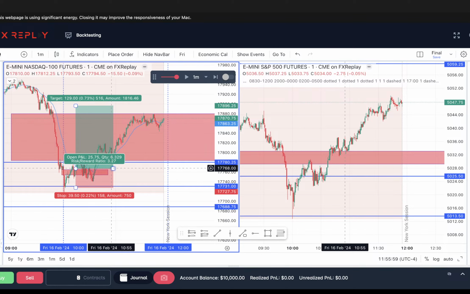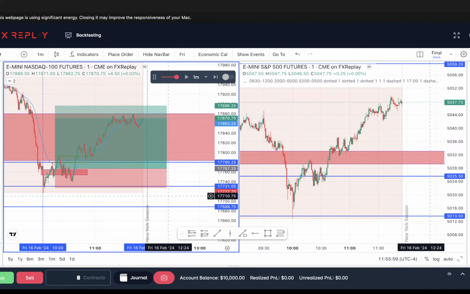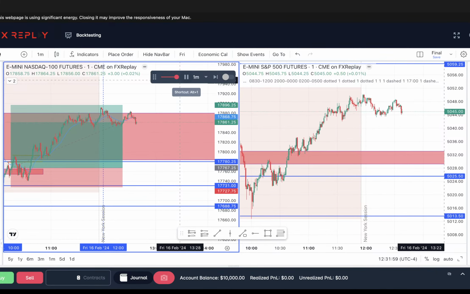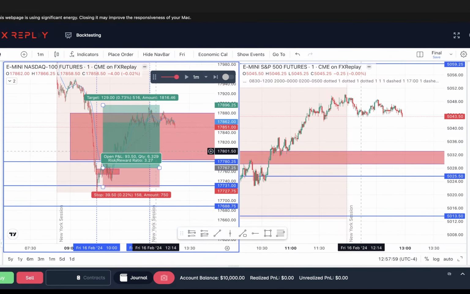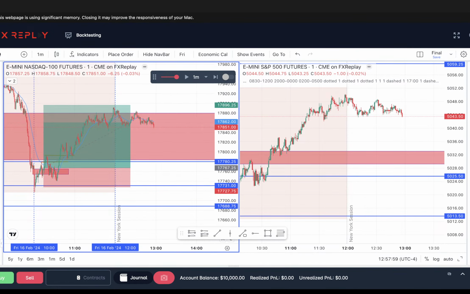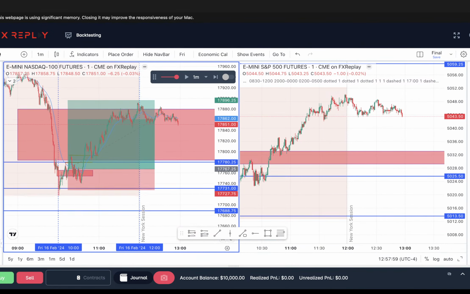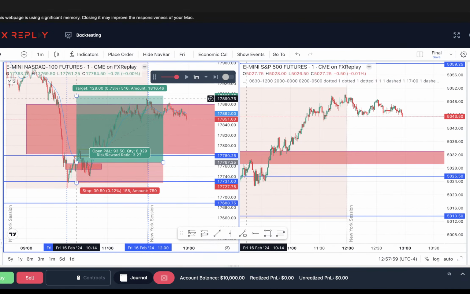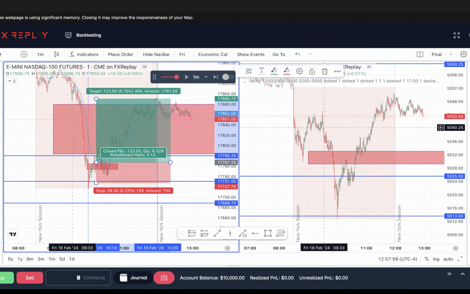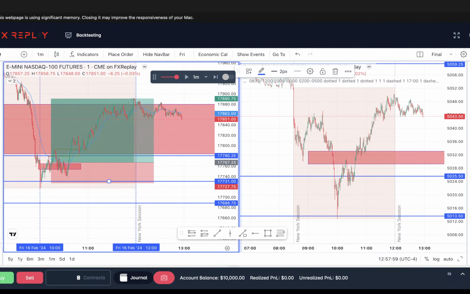Okay. Still not 12 o'clock yet. Okay, I probably would have sold up here. It's pretty close to our TP. A great trade. You could take it for a 1 to 3.13. Did not give us a fake out on this 1 minute reversal, which is nice.